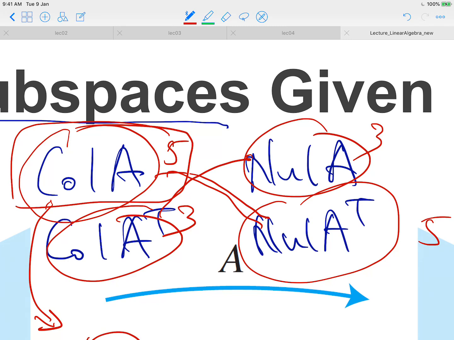Also, the column space of A transpose and the null space of A, which live in the same 3-dimensional space, also have this orthogonal complement relationship.